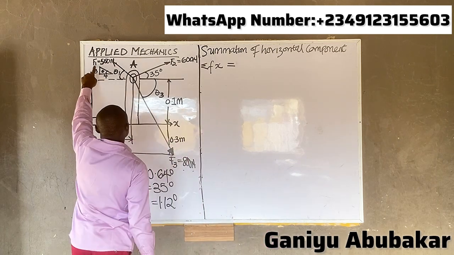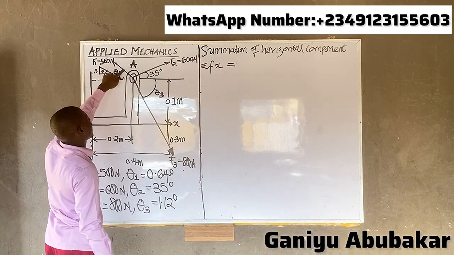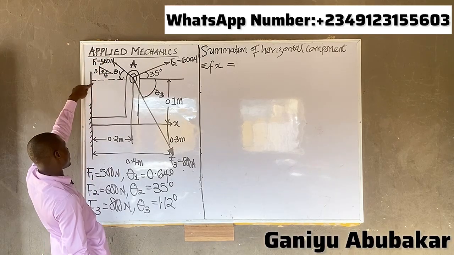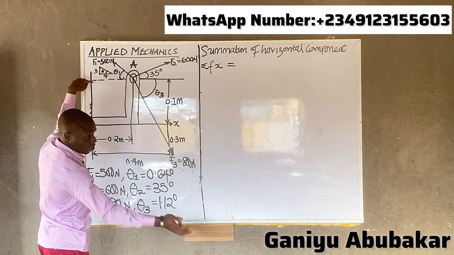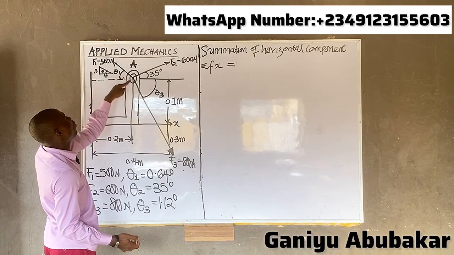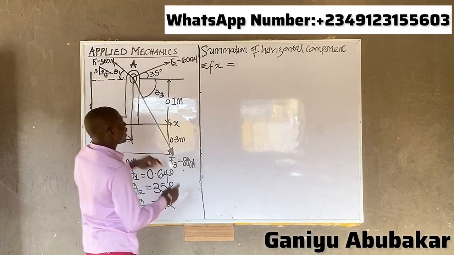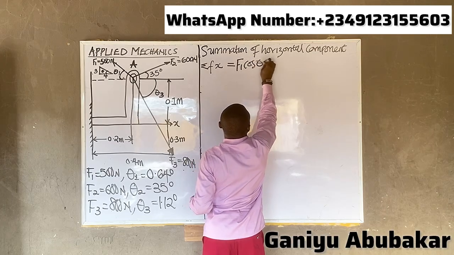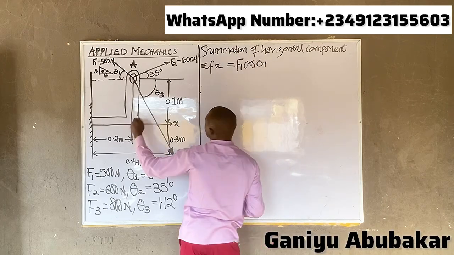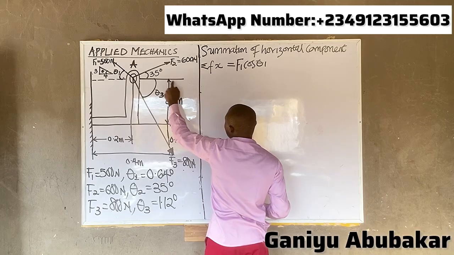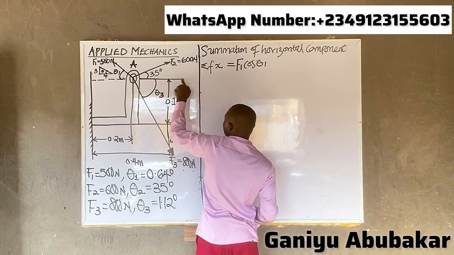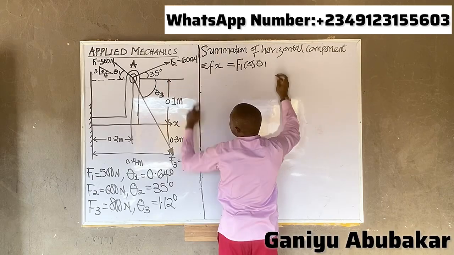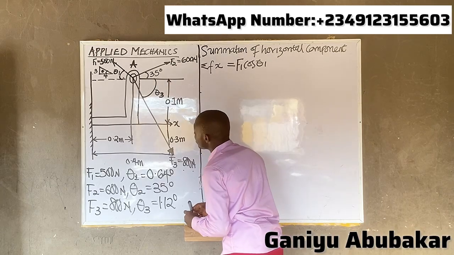F1 is inclined at an angle to the horizontal. If I resolve F1 to the horizontal, that gives cos. Why? Because the angle is lying on the horizontal. That gives me F1 cos theta 1. Now resolve F2 to the horizontal. The angle is lying on the horizontal, so if I resolve F2 to the horizontal, it means I'm having cos. That gives me, and observe, please, observe.